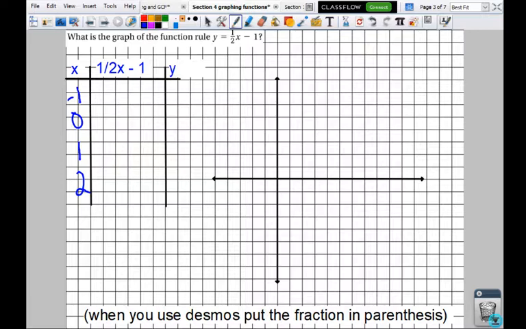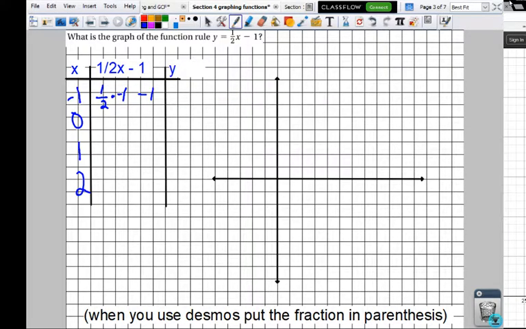So we're going to use Desmos for this to help us out a little bit. We're going to plug in -1 for x. So we're going to have 1/2, and then when I plug in this -1, I'm going to be timesing -1. And then I have a -1 at the end here. I'm going to plug that into Desmos, and I'll show you how to do that real quick. Whenever we use Desmos, we want to put our fraction in parentheses. So we're going to do 1/2 times -1 minus 1. I'll show you.